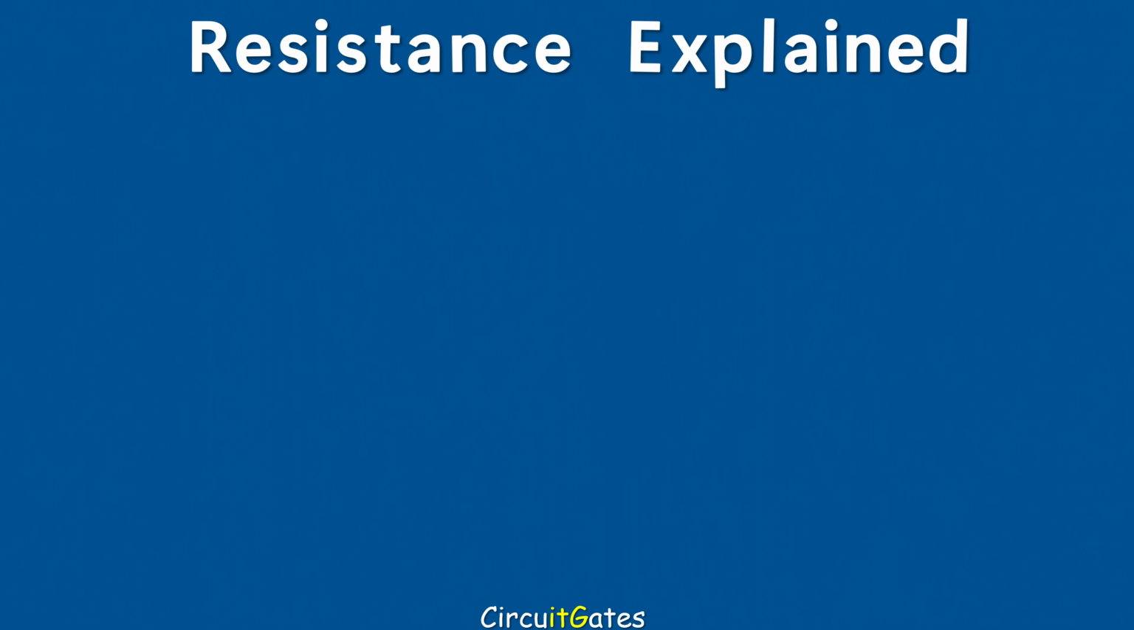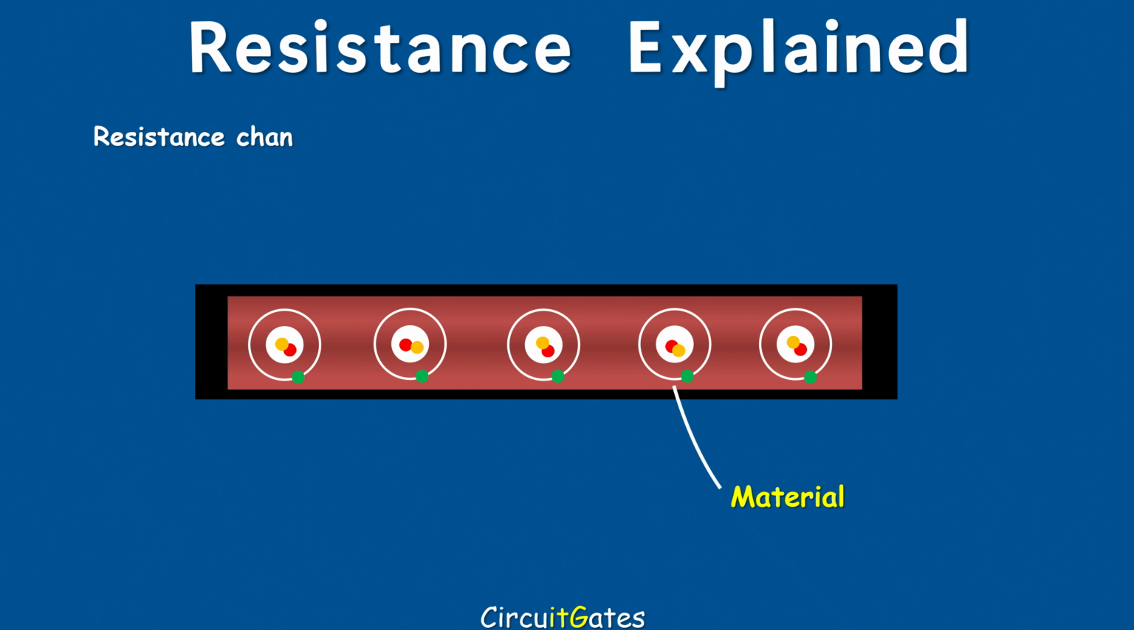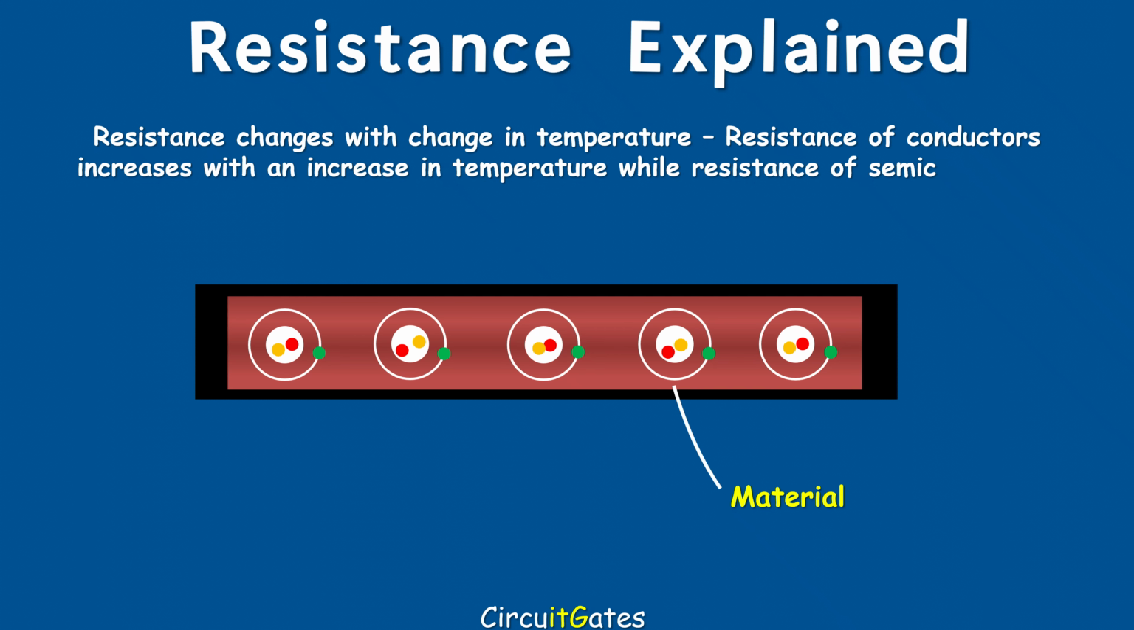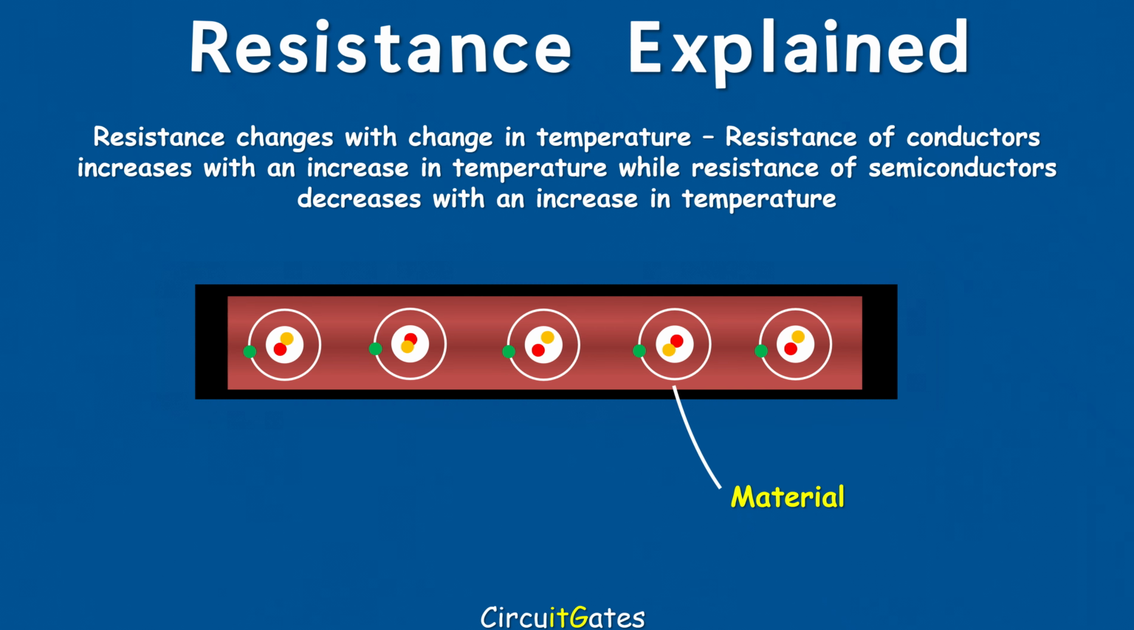Let's move on to temperature. Resistance changes with the change in temperature. Resistance of conductors increases with an increase in temperature, while resistance of semiconductors decreases with an increase in temperature. This is because electrons gain energy in the form of heat and light to break from the nucleus and become free. An increase in temperature causes electrons to break from the nucleus and become free.